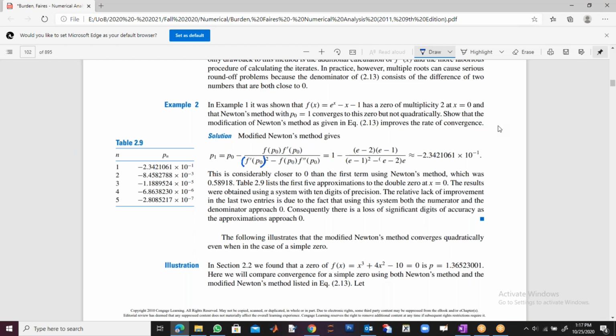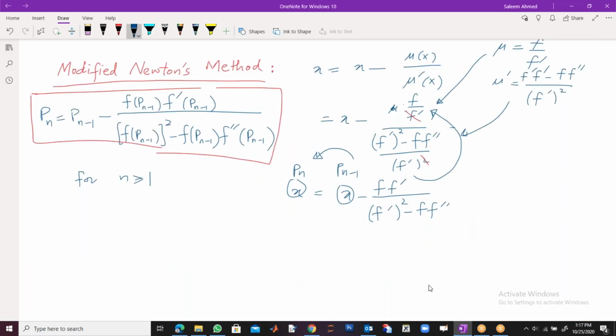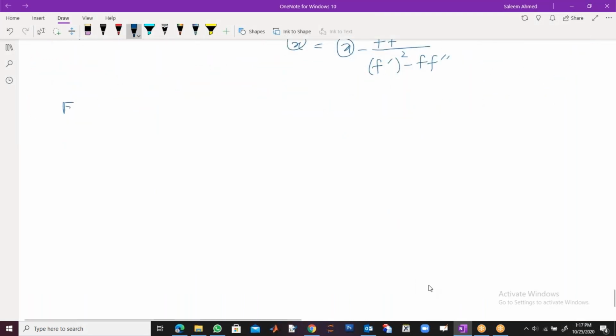And this example was also done with Newton method as well, because you see how they said it has a zero of multiplicity 2. How do they have a zero of multiplicity 2? Let me show you here. Example 2 on page 84. f(x) is e^x minus x minus 1.